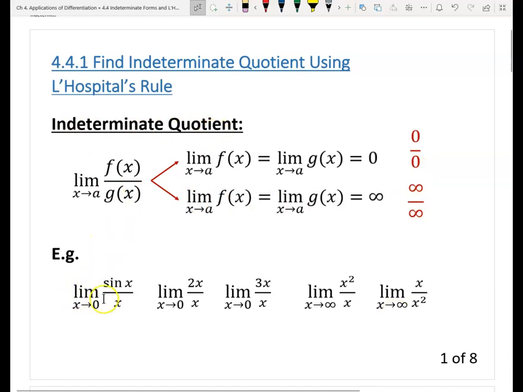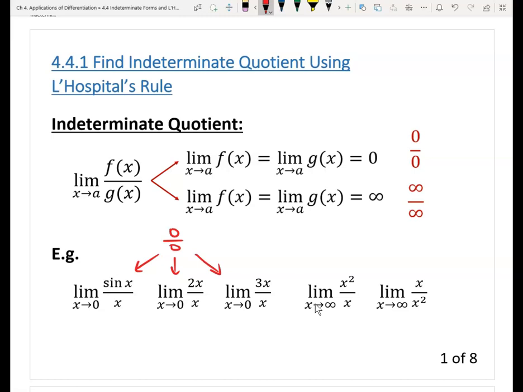Let's see an example here. The first, the limit of sine x over x. Is this an indeterminate quotient? Yes. Why? Because sine x approaches 0, x approaches 0 too. Both approach 0. How about the second? 2x approaches 0, x approaches 0. So it's also 0 over 0. How about the third? The same, 0 over 0. So let me highlight it first. All these 3 terms are 0 over 0.